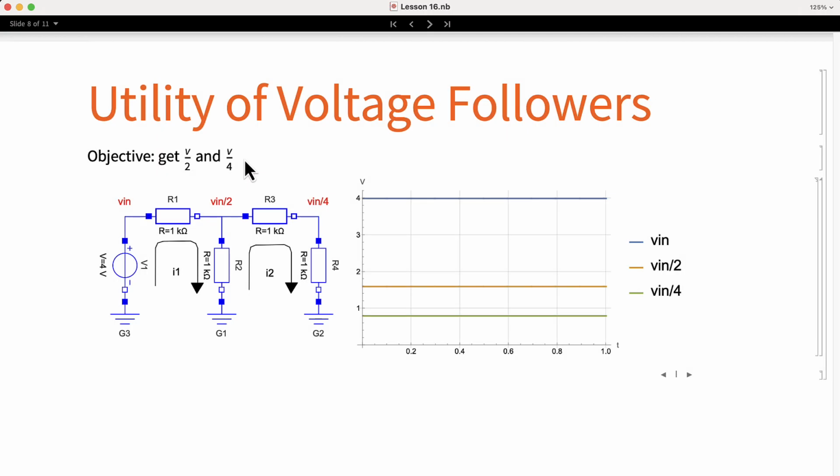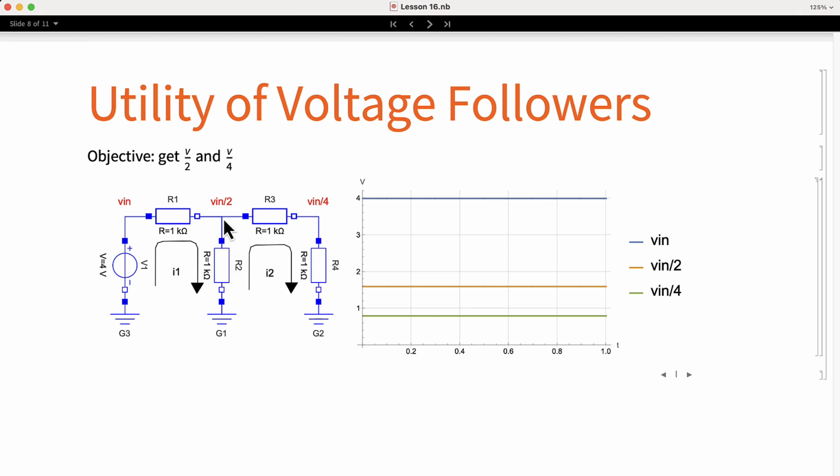Imagine that we need to create a circuit that, given an input voltage V, outputs the voltage V over 2 and V over 4. The naive way of doing it would be to design two voltage dividers as shown in the diagram. The first one is built with the resistors R1 and R2. Since they are the same value, the output will be half the input voltage.